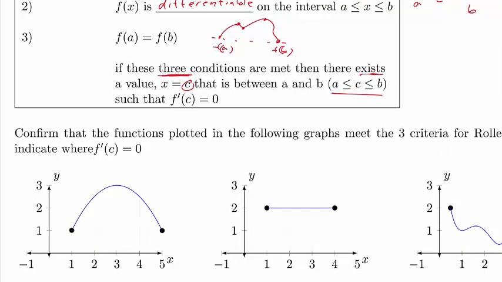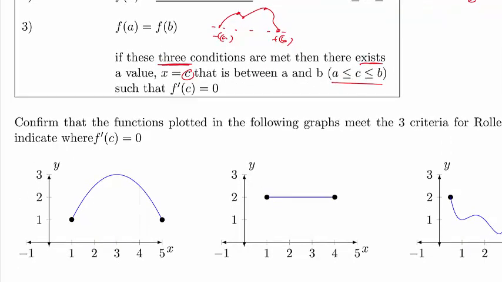So let's go ahead and take a look at some of these graphs. Note that this one here is flat across. F prime at 3 equals 0, clearly. And note that that's the conclusion, but were the three conditions met? Yes, they were. F of a and f of b were at the same point. Our function is continuous, there are no jumps. And it is also quite smooth.